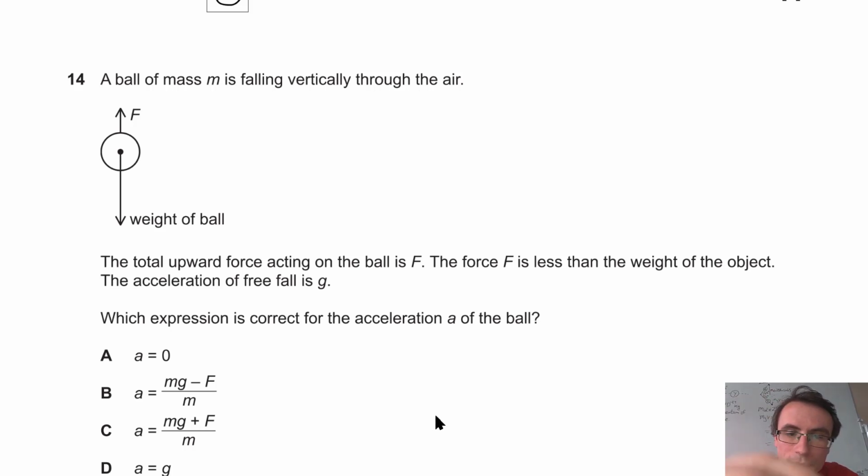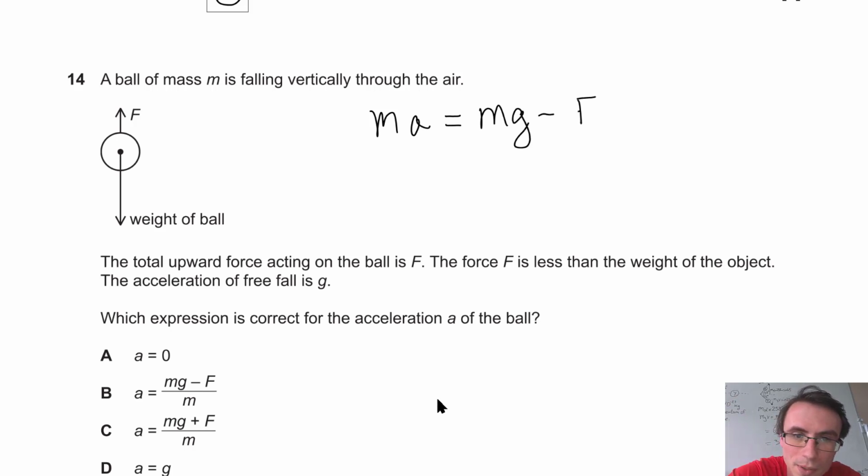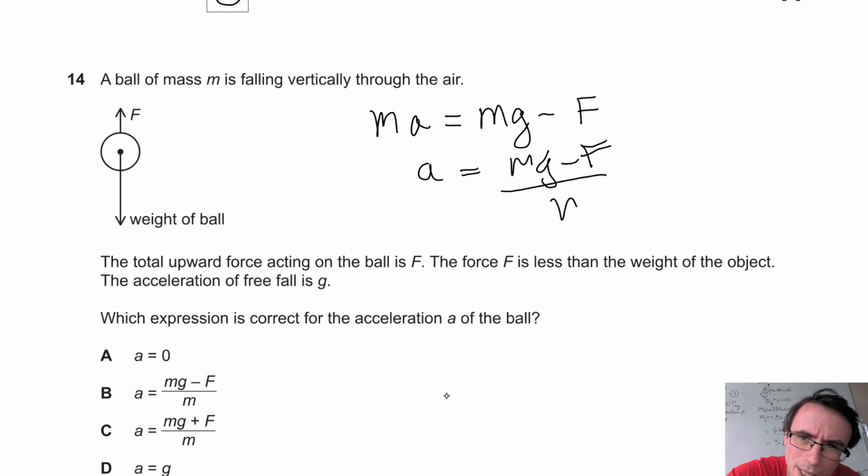For that we're just going to use Newton's second law. So mass times acceleration, this is our net force, and that's going to be equal to the weight of the ball, mg, and then F is acting in the opposite direction. What we're looking for here for the acceleration, A, will be given by mg take away F, divided by m. So what is that? g minus F over m.